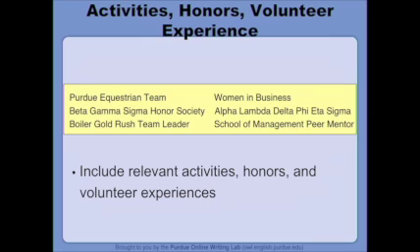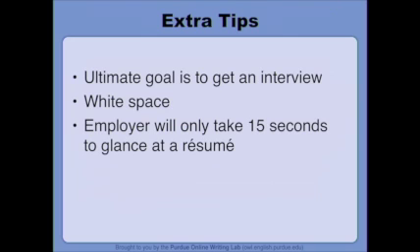Activities, honors, and volunteer experience. Here's a list of someone's. You want to include relevant activities, honors, and volunteer experiences that you have had. And then some extra tips here.